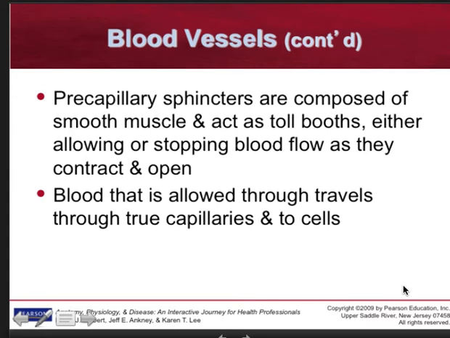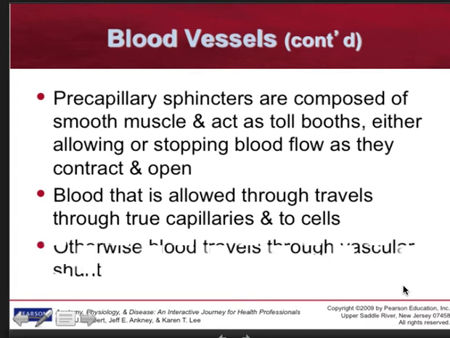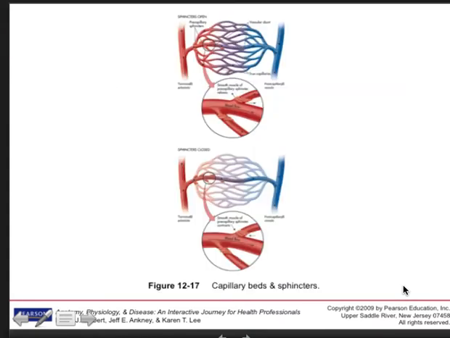The blood that's allowed through travels through true capillaries and then to the cells. Otherwise, the blood travels through the vascular shunt. And here you can see this system in action. So this would be with the precapillary sphincters open, and this would be with the precapillary sphincter shut. And so we shunt the blood directly into the venule and back into the venous circulation.